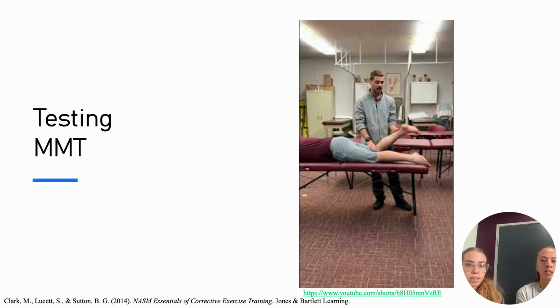So MMT testing is adding force in the opposite direction of what the muscle performs. The client would lie prone with the knee flexed to about 50 to 70 degrees, and then the knee would be internally rotated to the tibia while stabilizing the biceps femoris. So pressure should be applied into knee extension. And this is just like a video example.